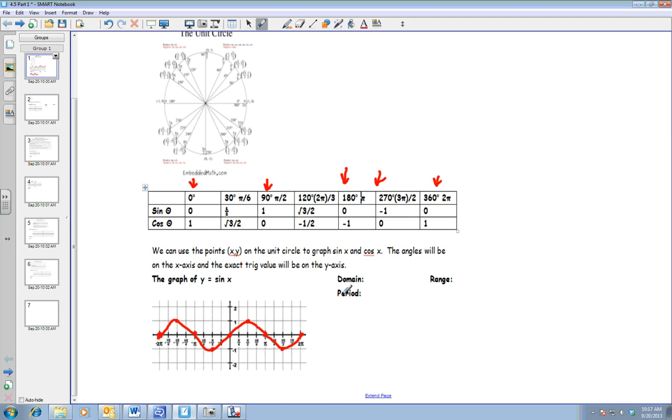Okay? Now let's talk about the domain and range of this graph. The domain is our x values. Are there any x values that don't work? I could continue this graph on however long I wanted. So my domain would be, and we can write it however we want, negative infinity to infinity or all reals.